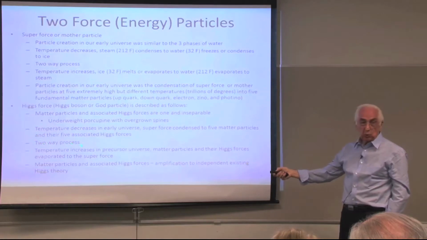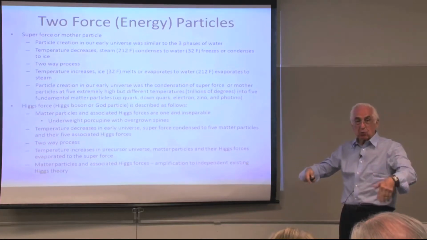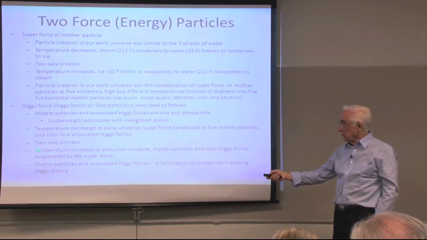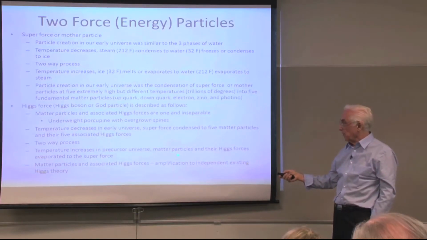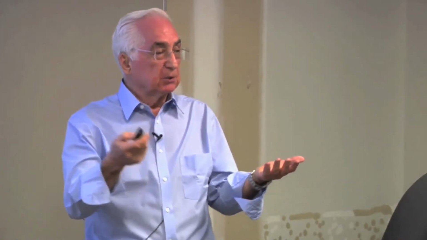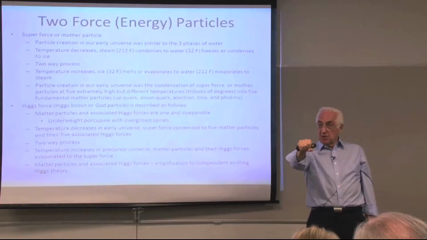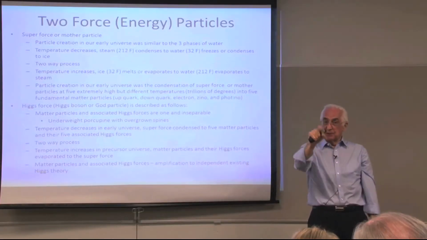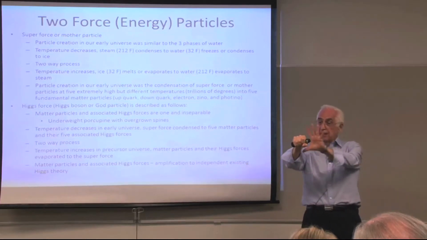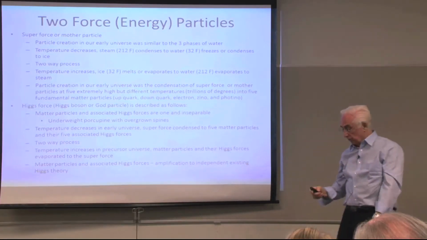And just like water, it's a two-way process. You can either decrease the temperature or increase the temperature. And I will show you an example in our precursor universe of a supermassive quark star matter where the temperature is increasing. So what happens in that case is the up quark matter particle and its Higgs force evaporate up to the superforce. The down quark matter particle and its Higgs force evaporate to the superforce. The electron matter particle and its Higgs force evaporate to the superforce. The xeno matter particle and its Higgs force evaporate to the superforce. And the photino matter particle and its Higgs force evaporate to the superforce.